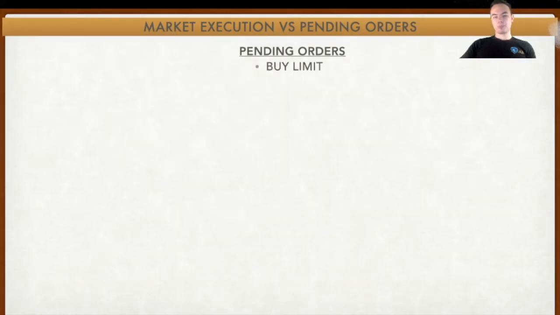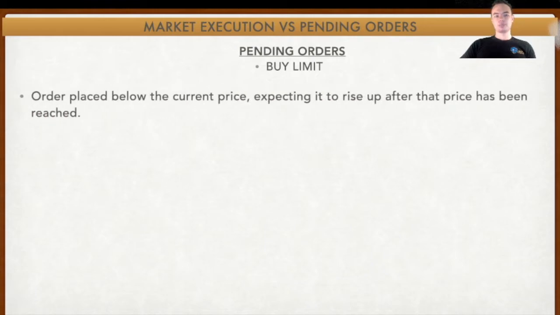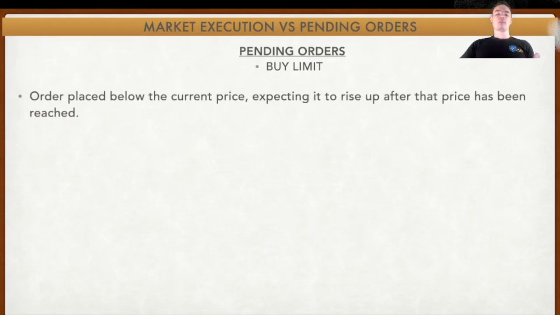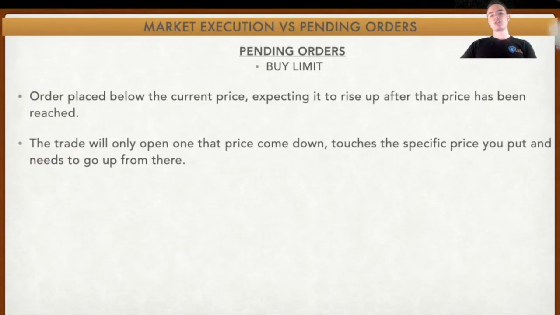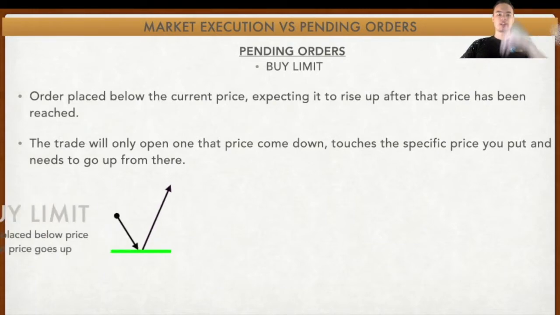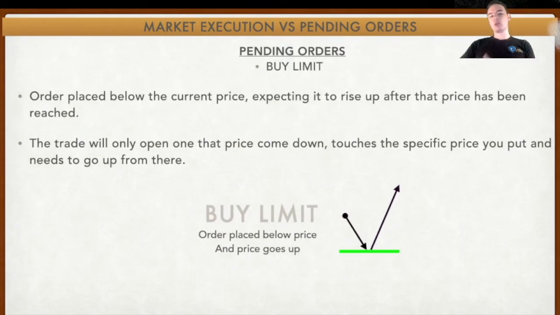Next one, buy limit. This is an order placed below the current price, expecting it to rise up after the price has been reached. So the trade will only open once that price has come down, touches that specific price you put, and then needs to go up from there. So it's a drop, then increase. So order placed below price, and price goes up from that order.